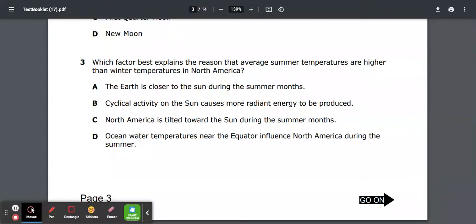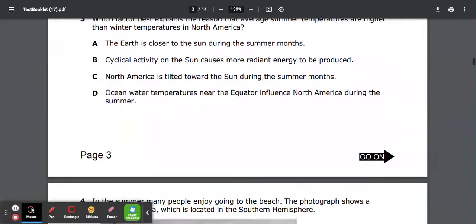And D says ocean water temperatures near the equator influence North America during the summer. And my best answer choice is C, because I know that North America is tilted towards the sun during the summer months.